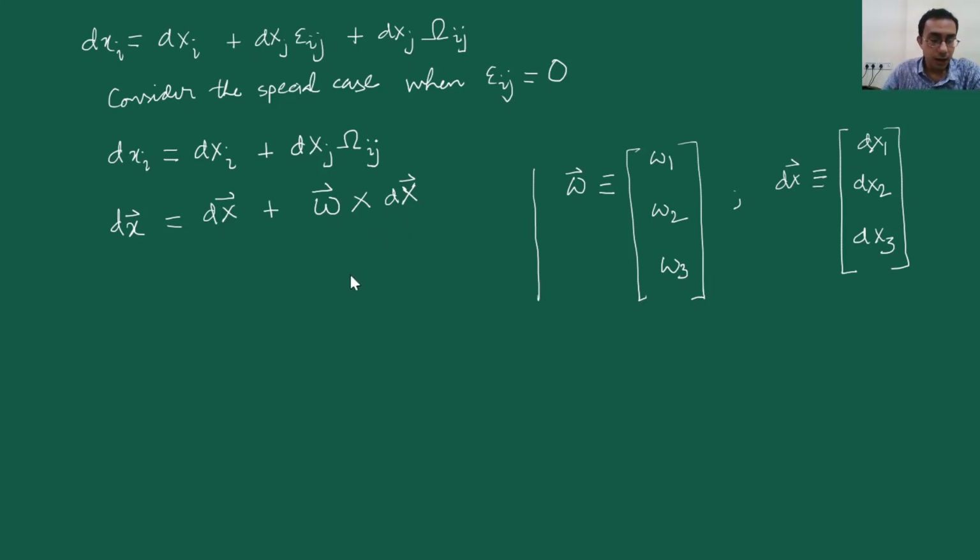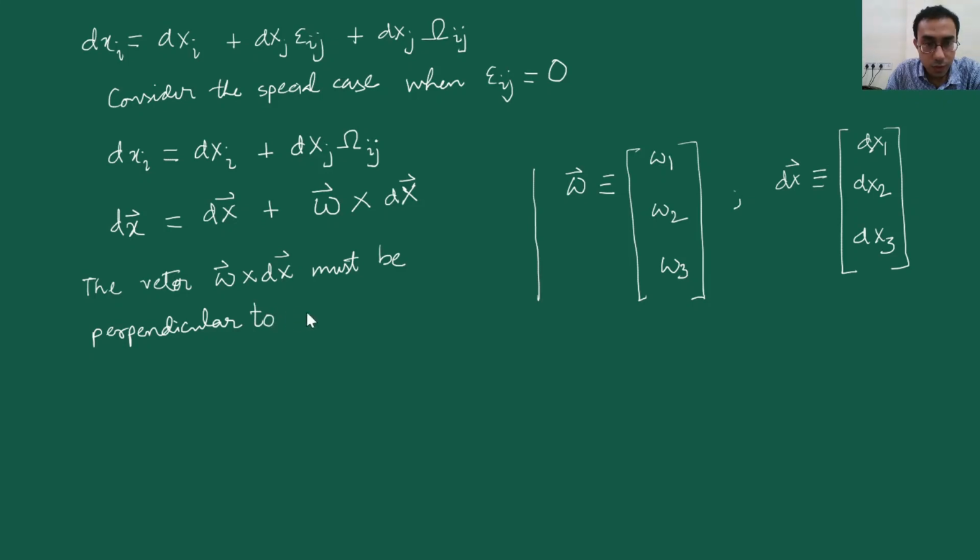Let me just write that down, that the vector must be perpendicular to the dx vector itself. Now furthermore, you understand that because we are operating under small deformations, the magnitude of this omega vector is small and the magnitude of this is small, both these magnitudes are small.